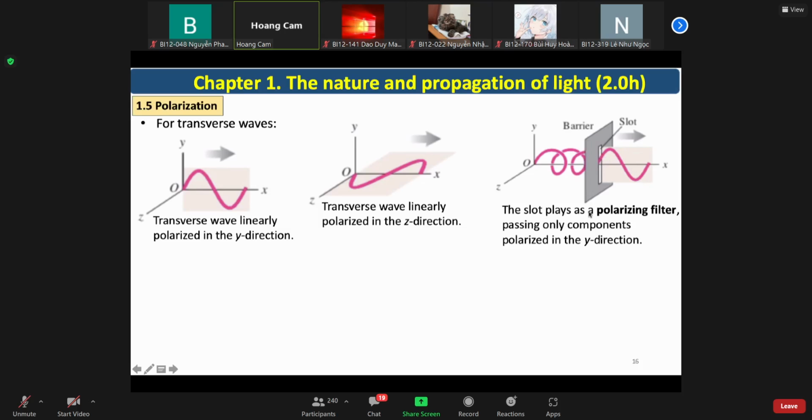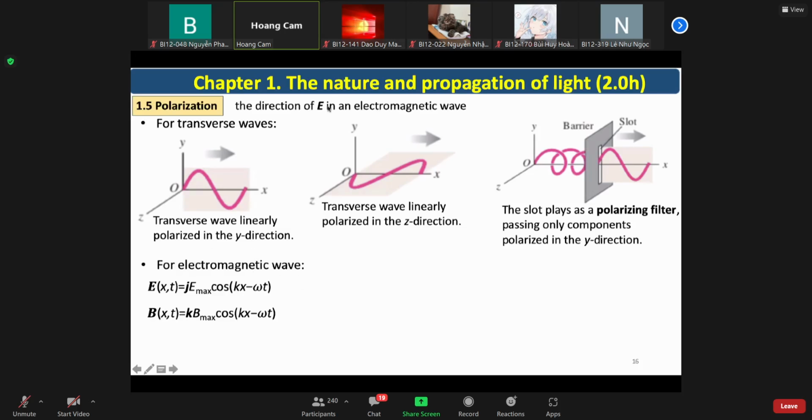So the slot plays as a polarizing filter, passing only components polarized in the Y direction, because this is put parallel to Y. If you put it parallel to Z, you will have only the Z linear direction. And if we consider the electromagnetic wave, as I just mentioned, I will talk about this later on, the final one.